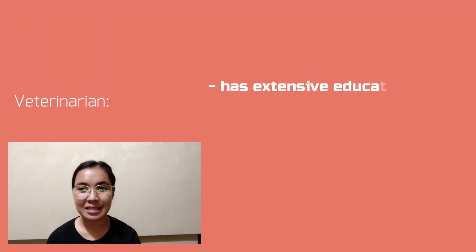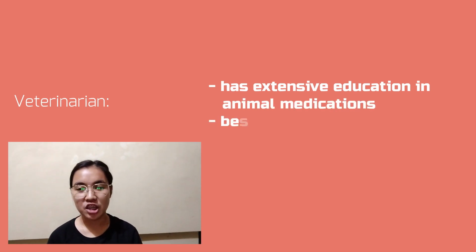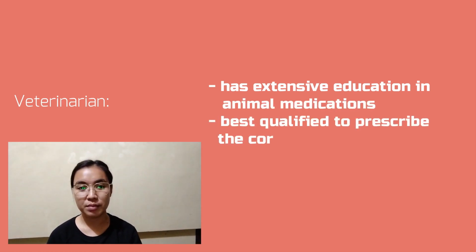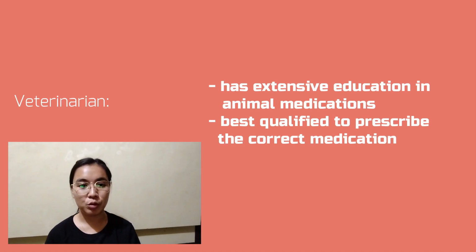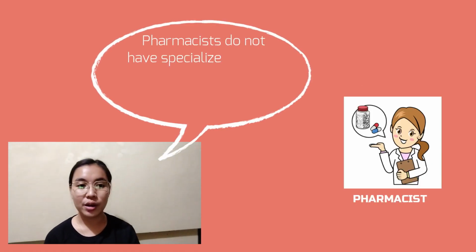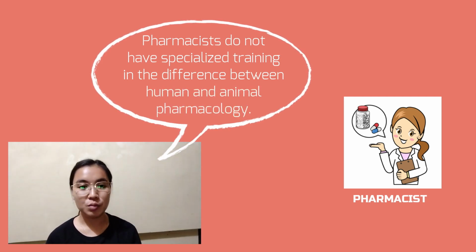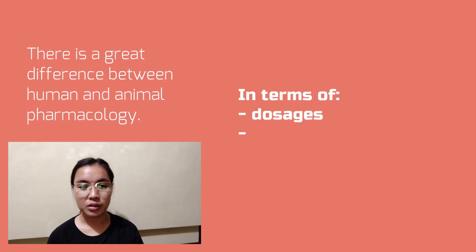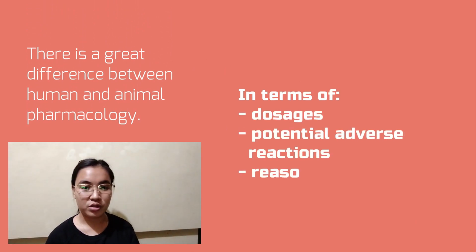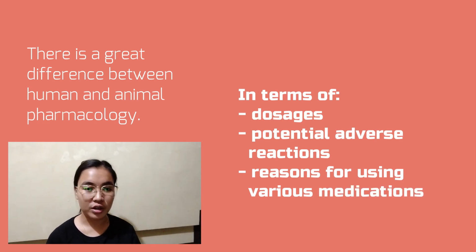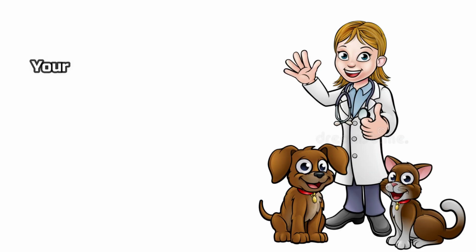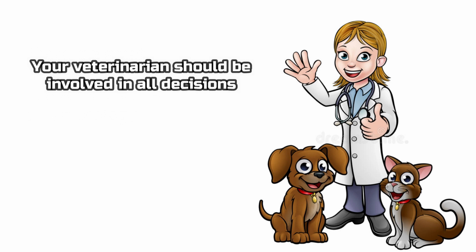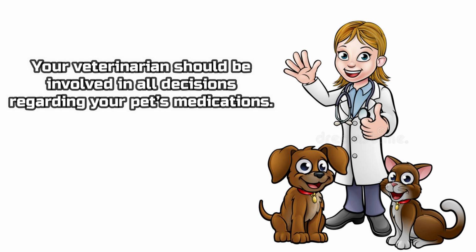Your veterinarian has extensive education in animal medications and is best qualified to prescribe the correct medication for your pet in the right form and appropriate dosage. We all know that pharmacists are extensively educated in human medication, but most do not have specialized training in the differences between human and animal pharmacology. There are important differences between pets and people in terms of dosage, potential adverse reactions, and reasons for use of the various medications. It is important that your veterinarian is involved in all decisions regarding your pet's medication.